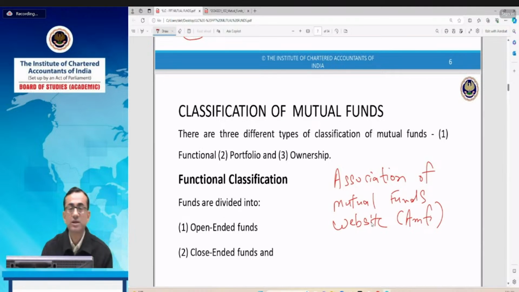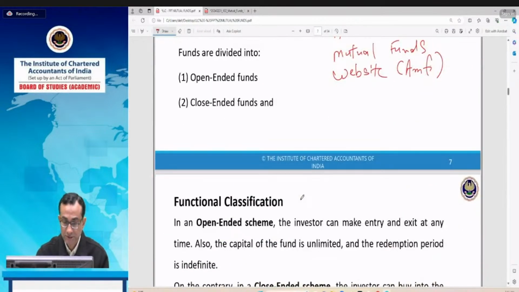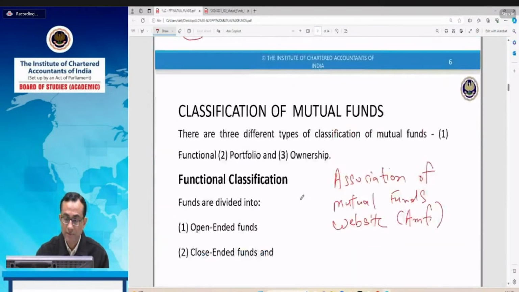Yes, mutual funds can also invest in derivatives. These are sometimes the arbitrage funds and hedge funds. The mutual fund can invest in those funds also. Okay. Now we have first taken functional classification. Any question on open-ended funds and closed-ended funds?